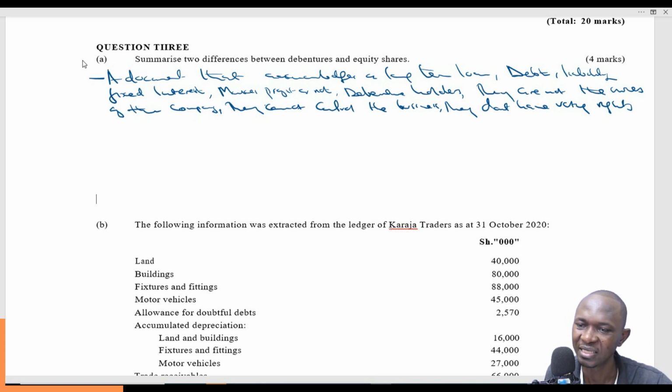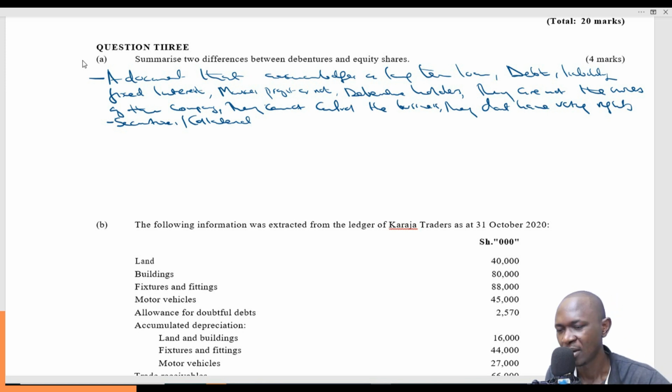And in most cases, their risk is covered by what? By the securities or collaterals. So it's not that very risky. Of course, there exists a risk of non-payment, but it's mostly covered by collateral. Okay, let's look at the other side.